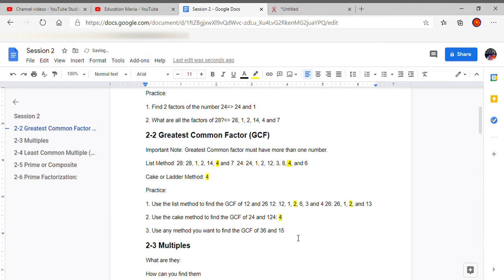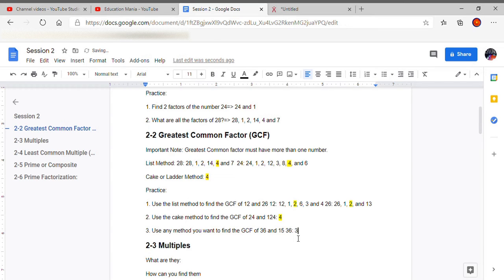Now, use any method you want to find the GCF of 36 and 15. I will be doing both methods, but personally I prefer the cake method because listing can be very time consuming. So let's start with 36.